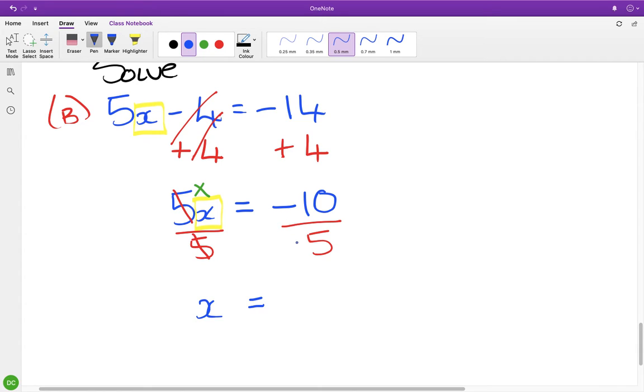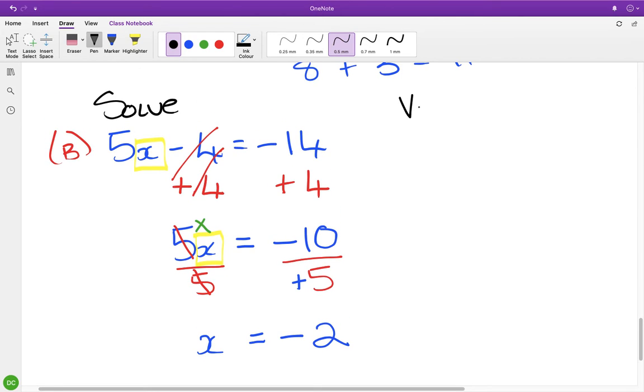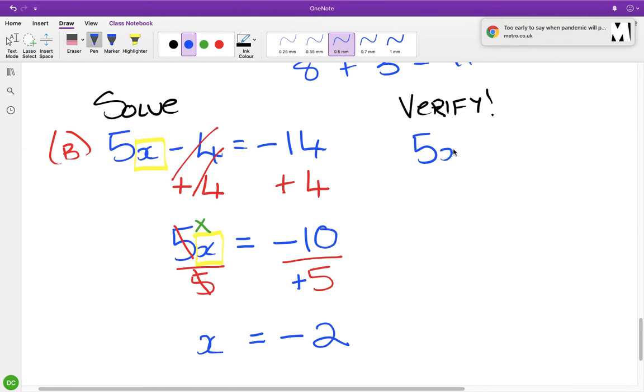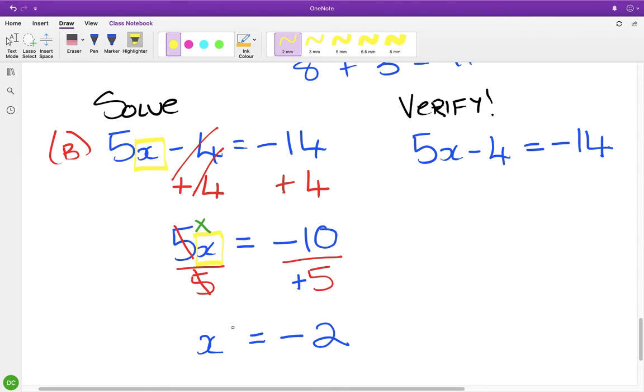Here I have a minus, this 5 is a plus, different signs give me minus, and 10 divided by 5 is 2. Okay, and again, just for consistency, we'll verify. Okay, so the equation is 5x minus 4 equals minus 14. And I have worked out that x is minus 2.